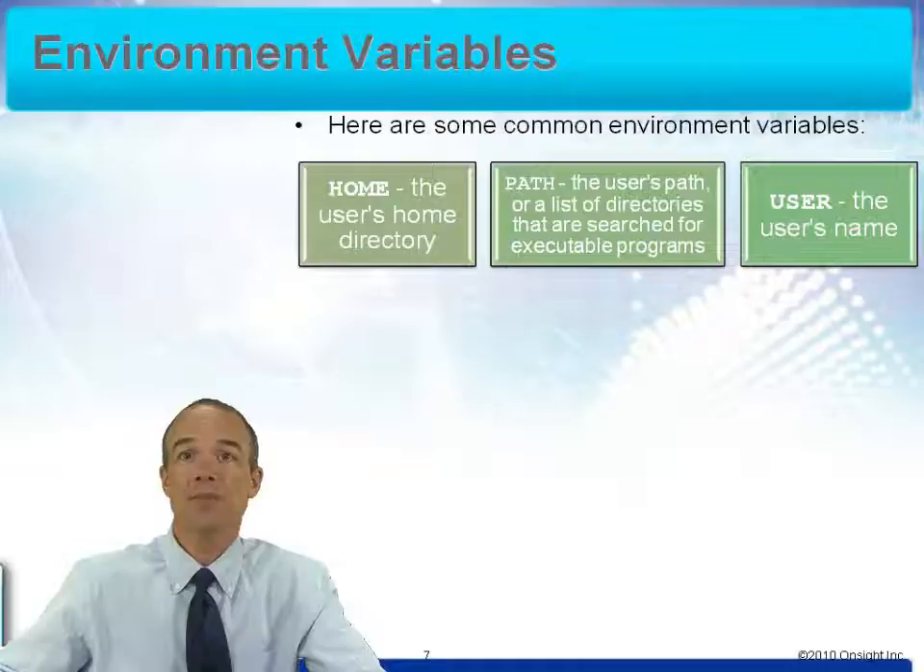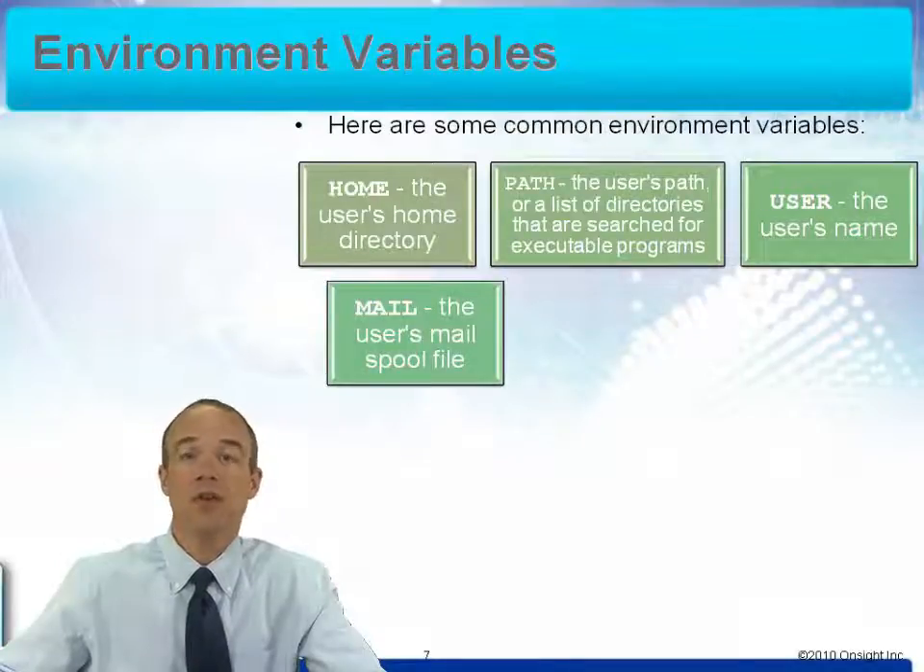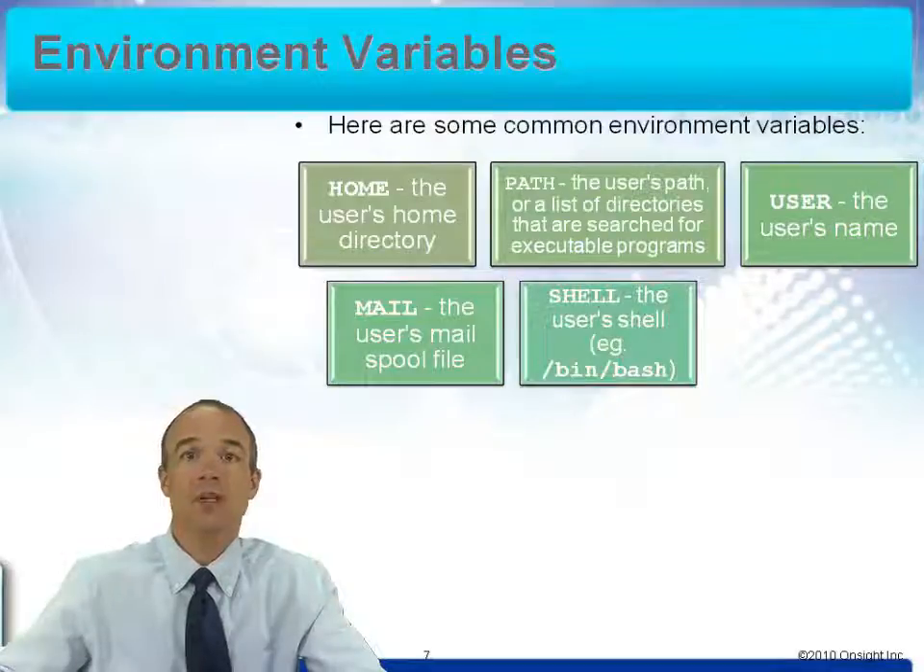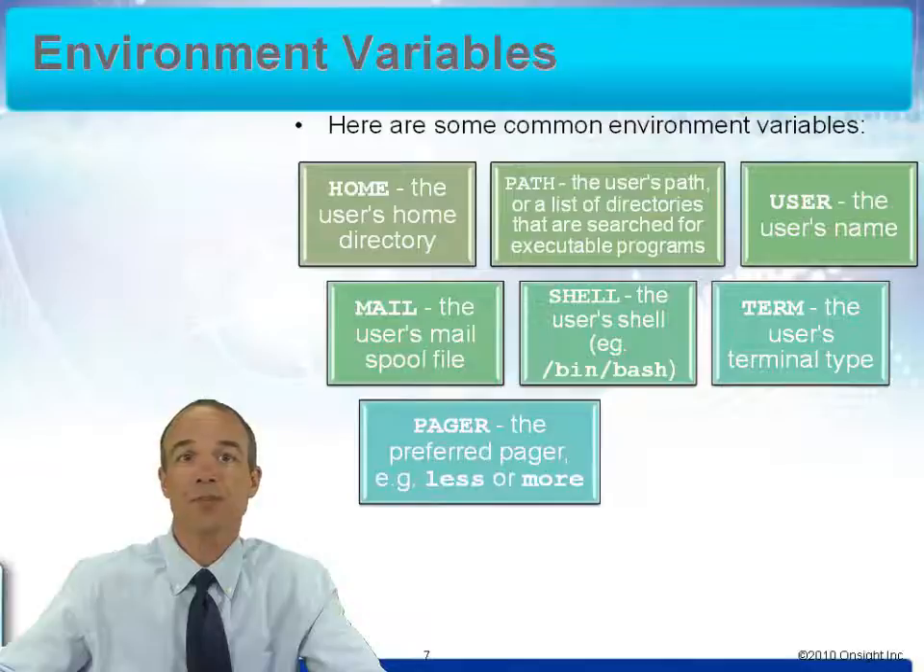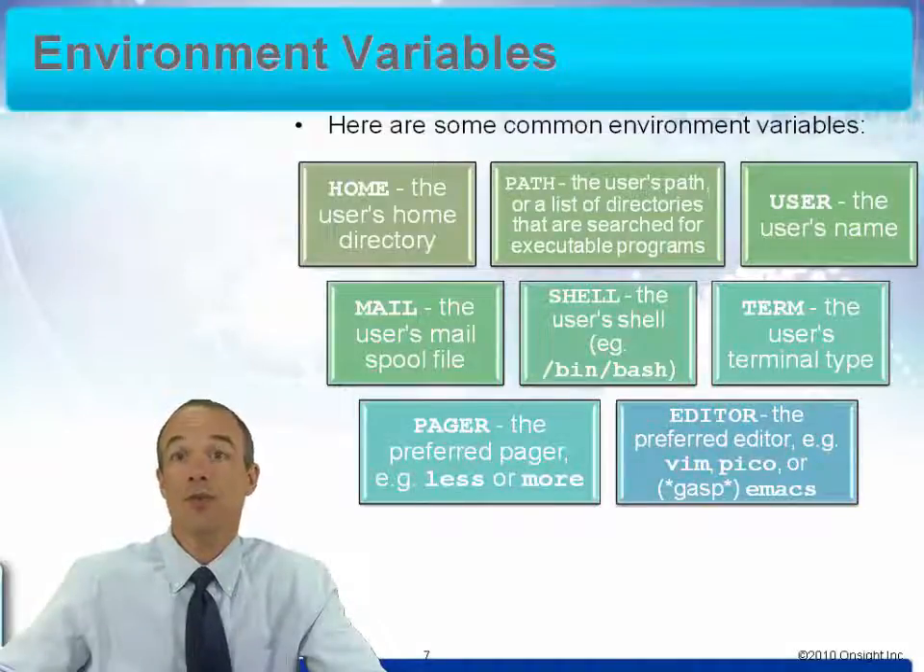USER is the user's name. MAIL is where the user's email spool file is, that's where all your inbound email is kept. SHELL is the user's shell, like /bin/bash. TERM is the user's terminal type, like xterm or some such. PAGER is the preferred way to page through a file, either more or less or something else. EDITOR is your preferred editor, like Vim, Pico, or, dare I say, Emacs.